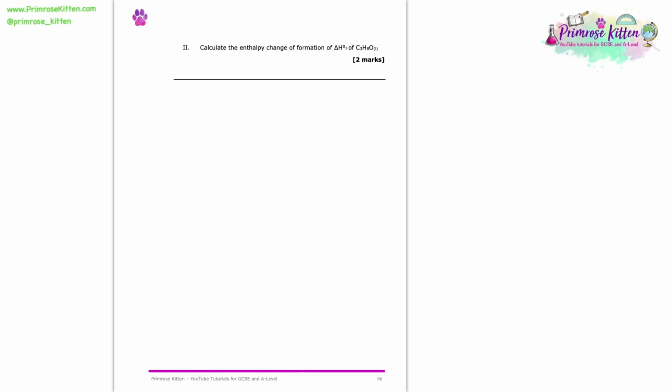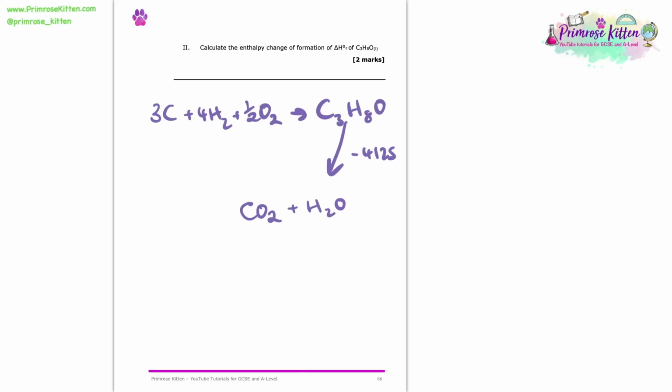So I'm just going to redraw my little Hess cycle here just so that we can refer back to it in a nice simplified form, just to save us a little bit of time. So we knew that we have minus 4125 here, and over here we have minus 2326. So to work out the standard enthalpy change of formation of C3H8O, we need to think, well, we need to start here and we need to end here.